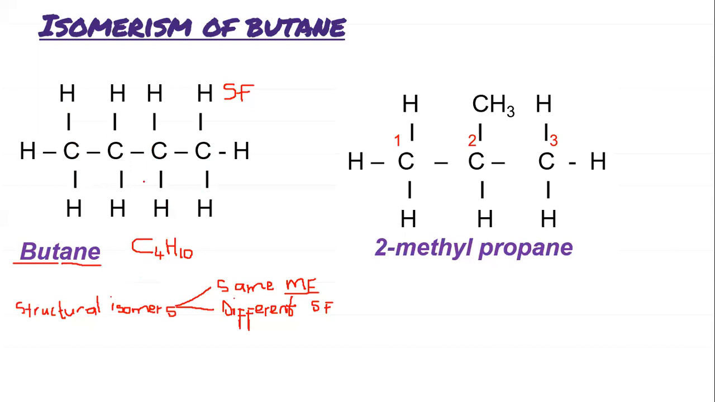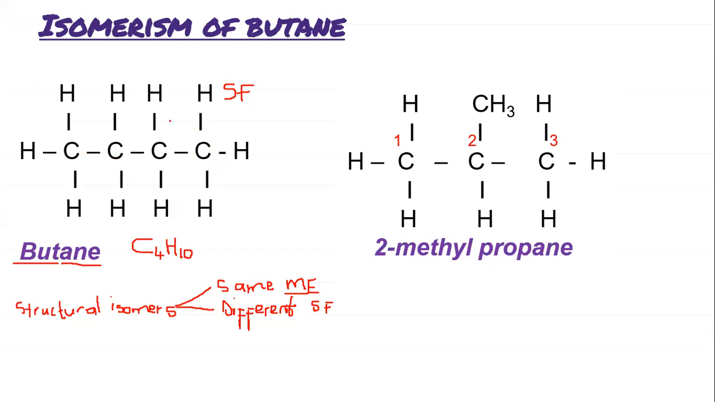In other words, the structural formula must be different. Now, how do I create an isomer of a molecule like butane? When you look at butane, it is actually a straight chain alkane. We classify it as a straight chain alkane. Why? Because there are no branches. The carbons are arranged in a straight chain. You can see it's 1, 2, 3, 4, and they are bonded to each other without any branching.